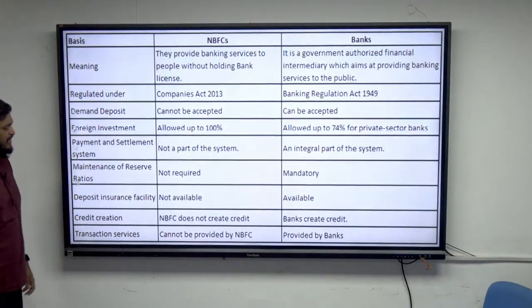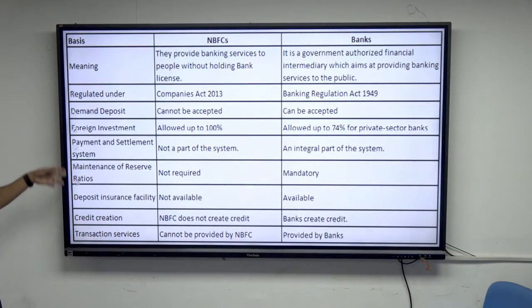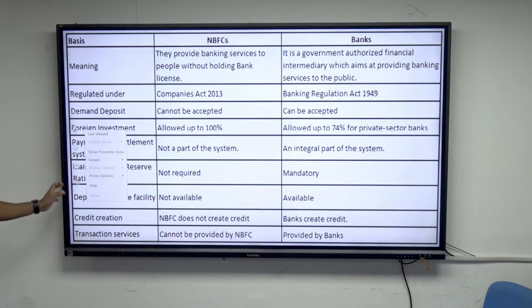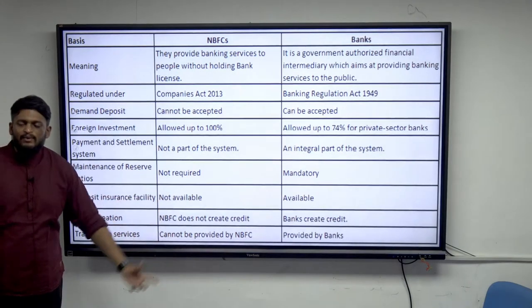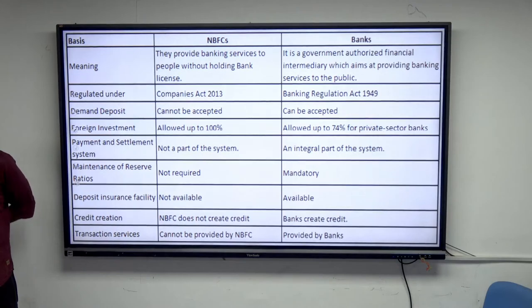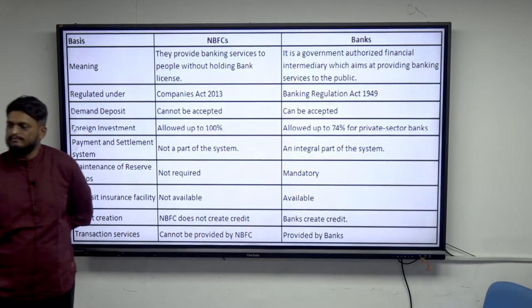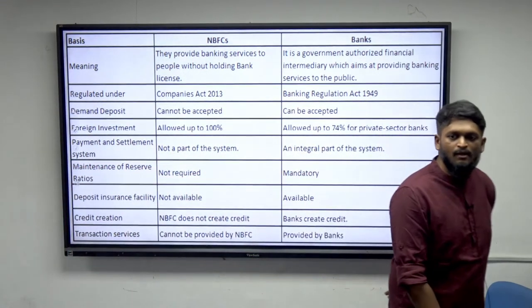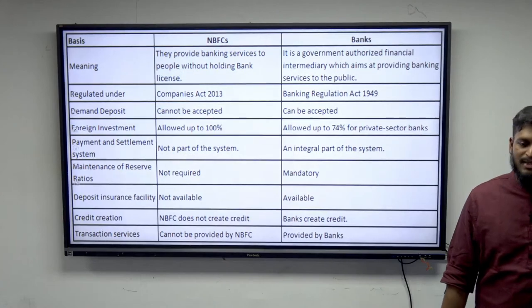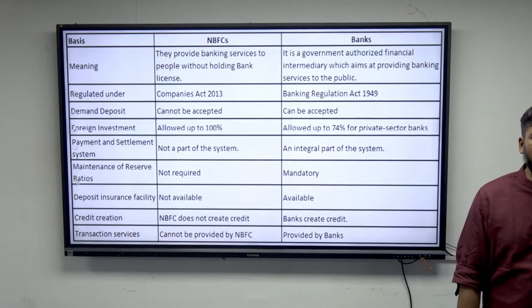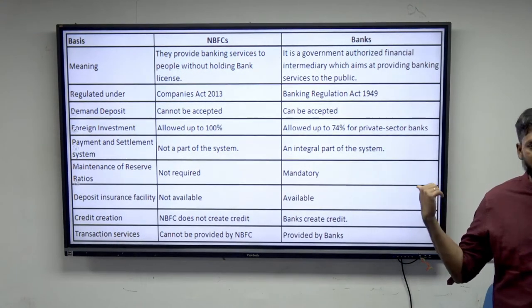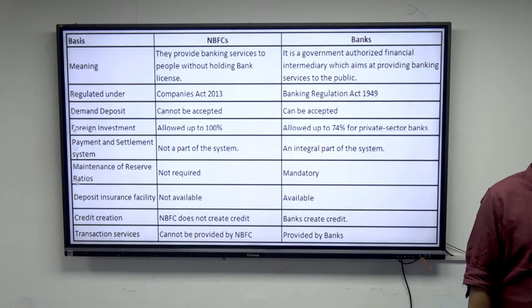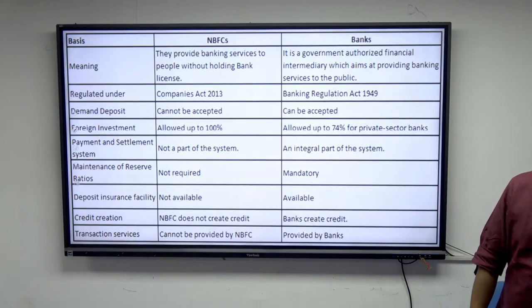So the same thing is given here. There are reserve ratios. You can see this part is the only extra thing. Reserve ratio means CRR and SLR. They are not necessary for NBFC. Why are they not necessary? Why are we keeping them in banks? Because depositors can ask for their money back whenever they want, but here can they ask for their money back? They don't have demand deposit at all, they cannot ask for their money back. So there is no use of keeping them.